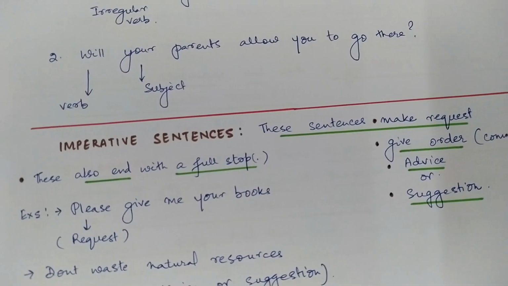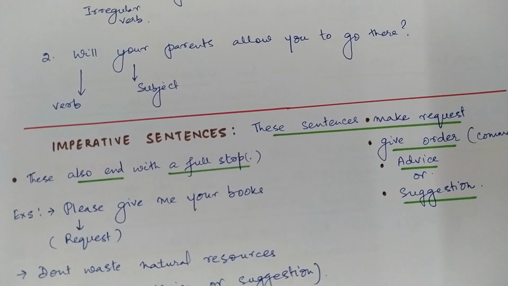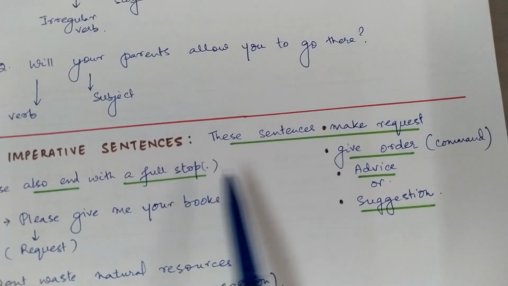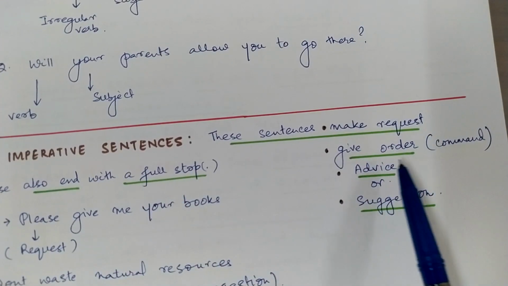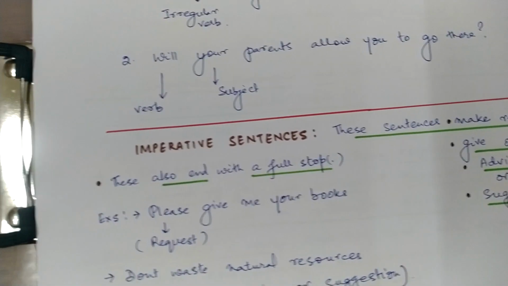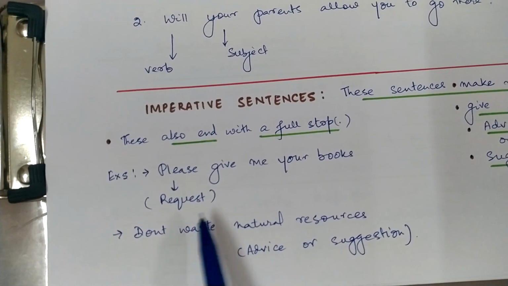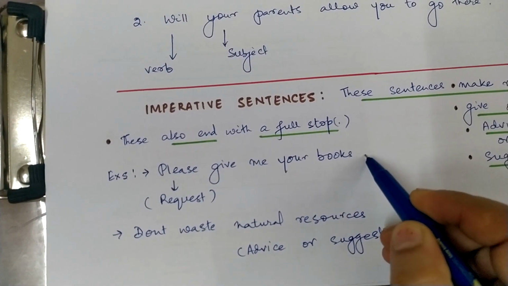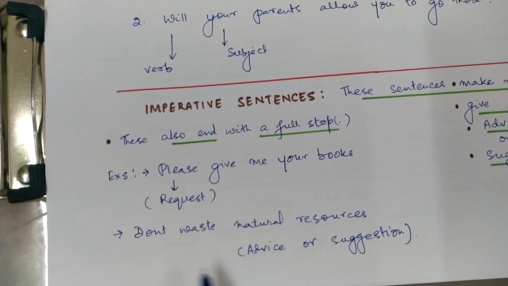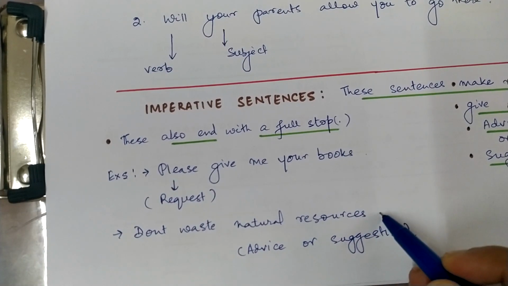Next children, we come over to imperative sentences. Now children, imperative sentences, they make some request, give order or commands, advice or suggestion. Now they also end with a full stop. Example, please give me your books. Full stop. It is a request. Don't waste natural resources. It is giving an advice or a suggestion.